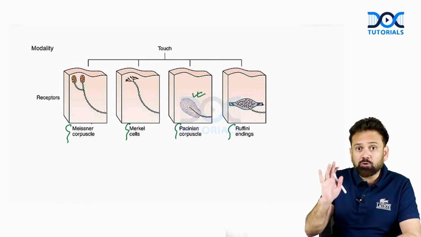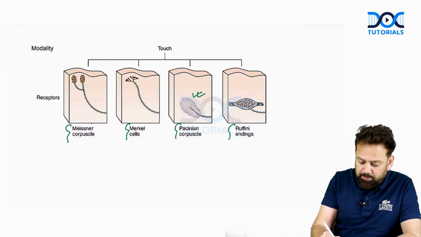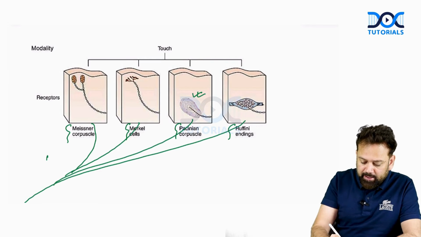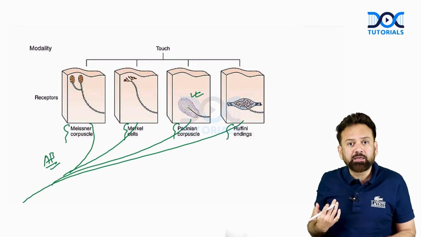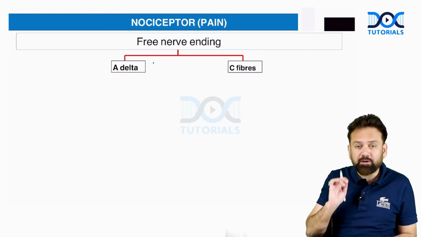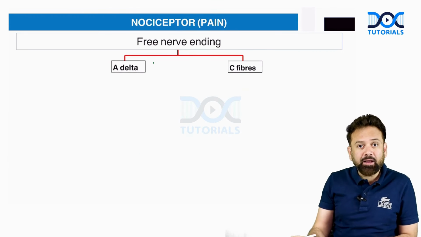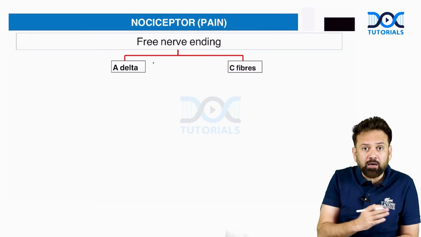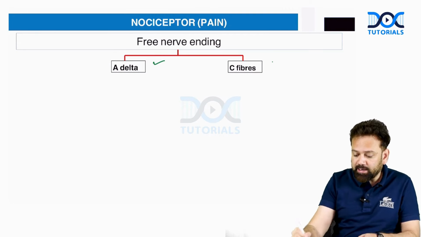Now, if I talk about the afferent, for all these four receptors the afferent is the same. They will all be carried by A beta afferent fibers. But for free nerve ending, for pain, the afferent is not A beta. For touch, it is A beta. For pain, it is A delta and C fiber.